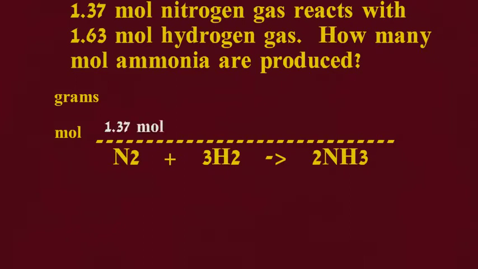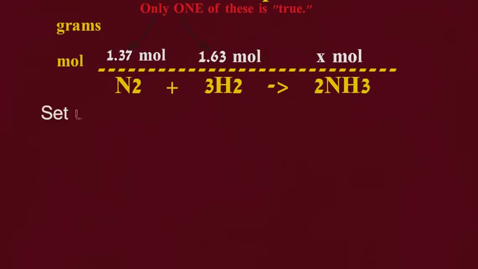1.37 moles nitrogen, 1.63 moles hydrogen, and X moles for the ammonia. That's what we are solving for, X moles for the ammonia. Now we're going to do our ratios, but now we have two different sets. Only one of these is true. The other is a lie. That means as the reaction goes along, one gets used up before the other. So you're going to set up your ratios as if the other one didn't exist.